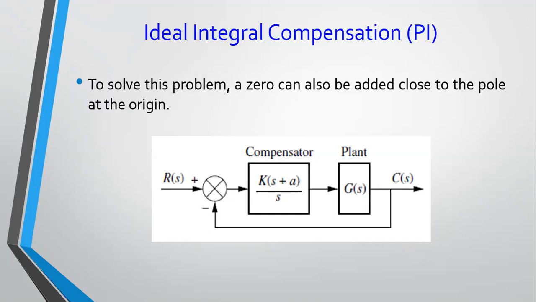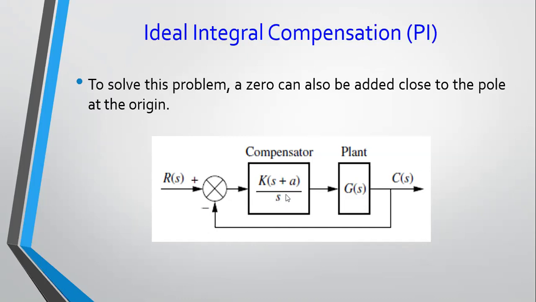So what you need to do now is add a zero. This is the pole we've added at the origin, but you now need to add a zero very close to the pole you just added. We understand why it's very close, and in a few minutes we'll do that. So what we're saying here is an ideal integral compensator, a PI controller.